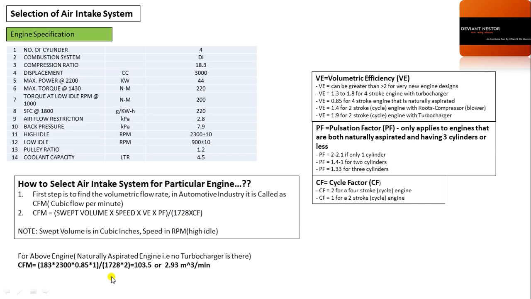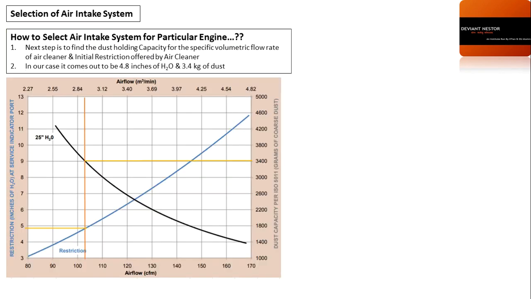So our next aim is to find what is the air restriction offered by this air cleaner when the volumetric flow rate is 2.93 meter cube per minute, and what would be the initial restriction offered by the air cleaner. So let's begin here.